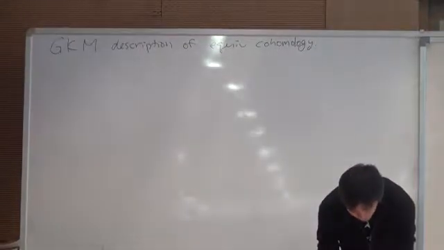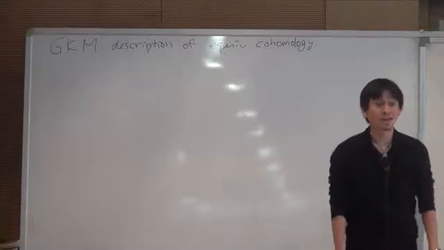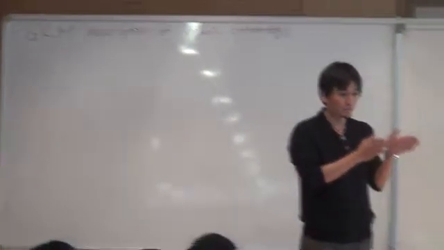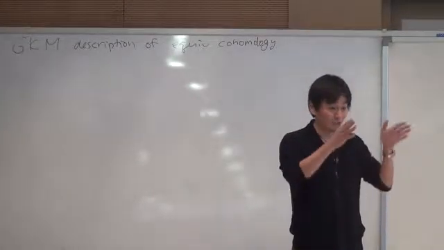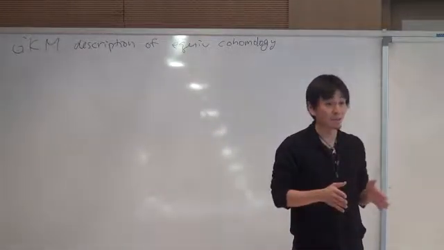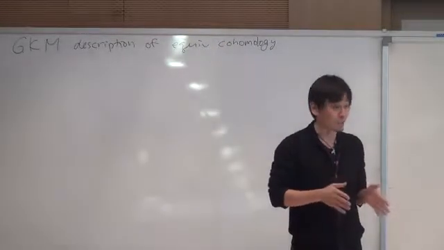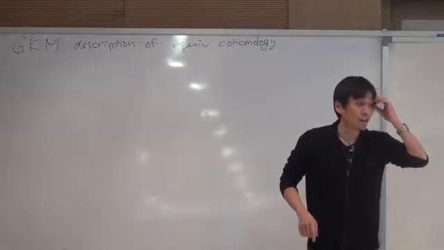So the goal of introducing the GKM description is that we haven't really understood the geometric meaning of those parameters in this equivariant cohomology, or how it descends to a class in the ordinary cohomology and what it represents geometrically. Using these descriptions, I will be able to explain those things.